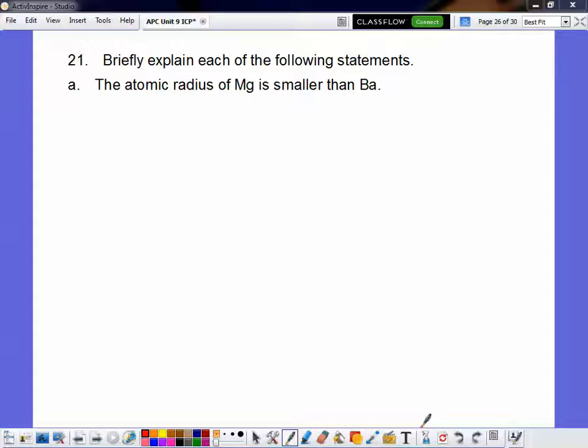Okay, so why is the atomic radius of magnesium smaller than barium? Because, exactly, barium has more shielding, or actually, since it's specifically referencing magnesium first, magnesium is smaller than barium, there is less shielding in magnesium.